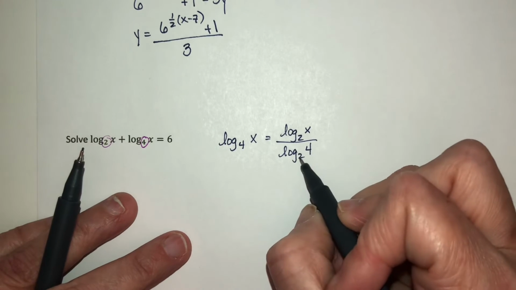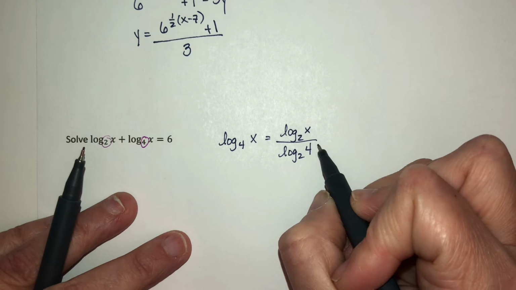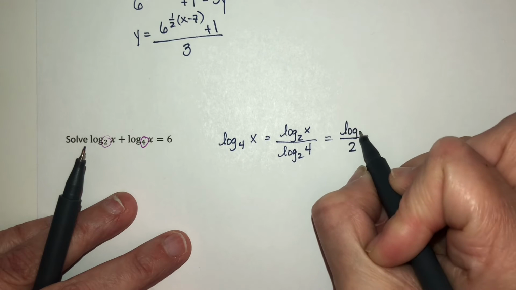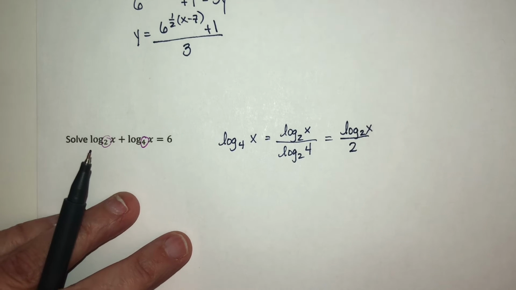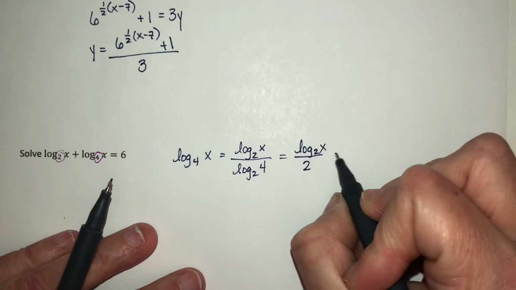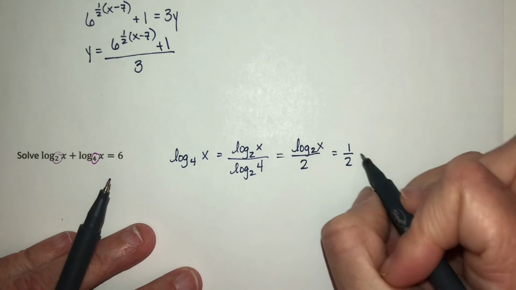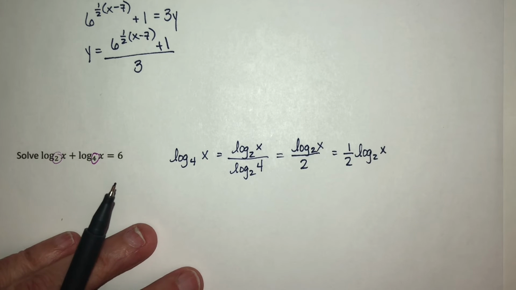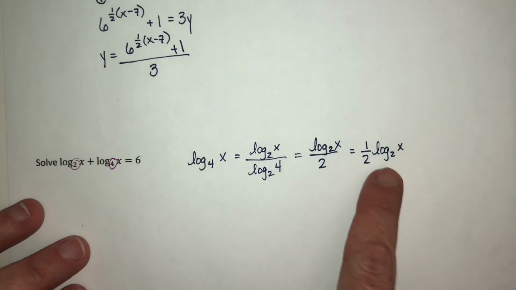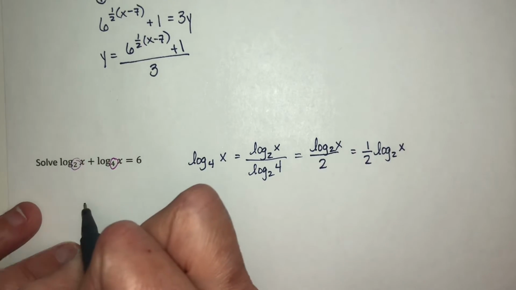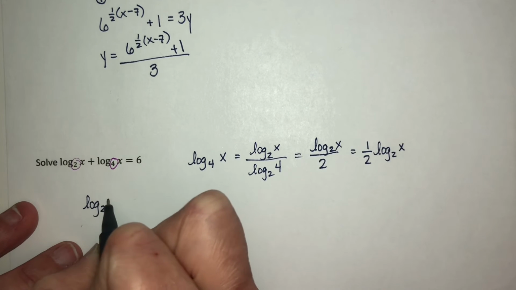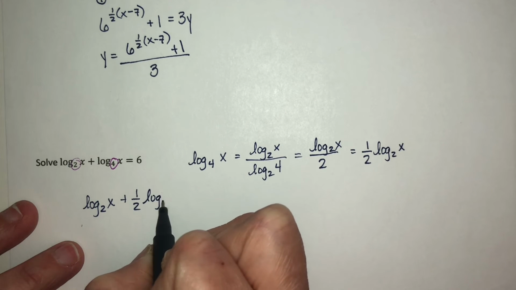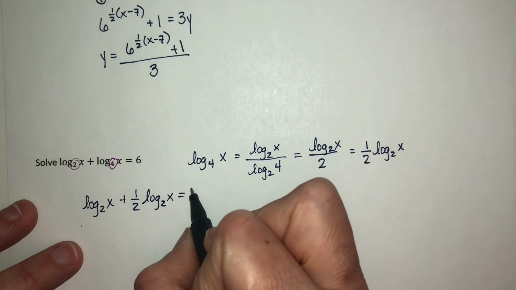Now I can simplify a little bit here. This is log base 2 of 2 squared, and then if you use your properties, that's just simply a 2. Okay? And for our purposes, it'll be a little bit better if we write it like this. Okay. So now I'm going to take this value and plug it in right here. The equation I need to solve is log base 2 of x plus 1/2 log base 2 of x, and this is equal to 6.